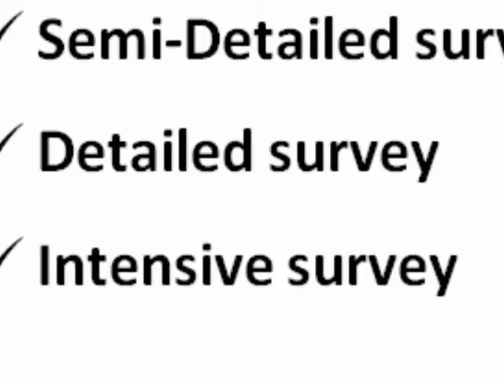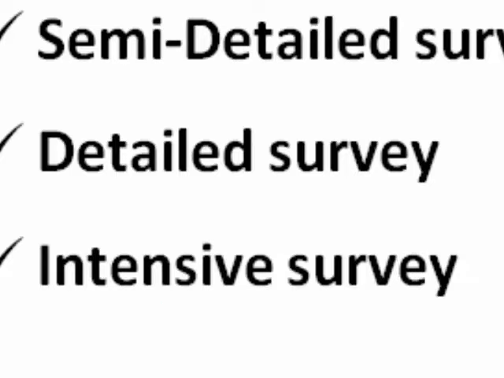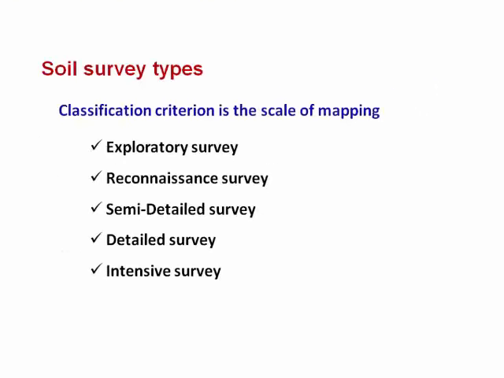In the intensive survey, a grid approach is followed. The number of observations and spacing of observations are predetermined. Mapping units are soil series and phases of soil series. The scale of mapping varies from 1:1,000 to 1:10,000 or even larger. They are usually experimental station surveys. So the aim of soil survey must be defined before starting the survey. It may be wide range or it may be narrow and specific.